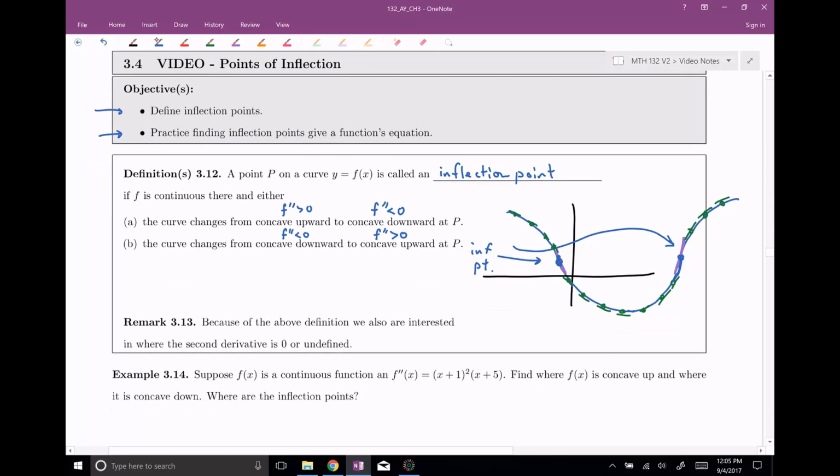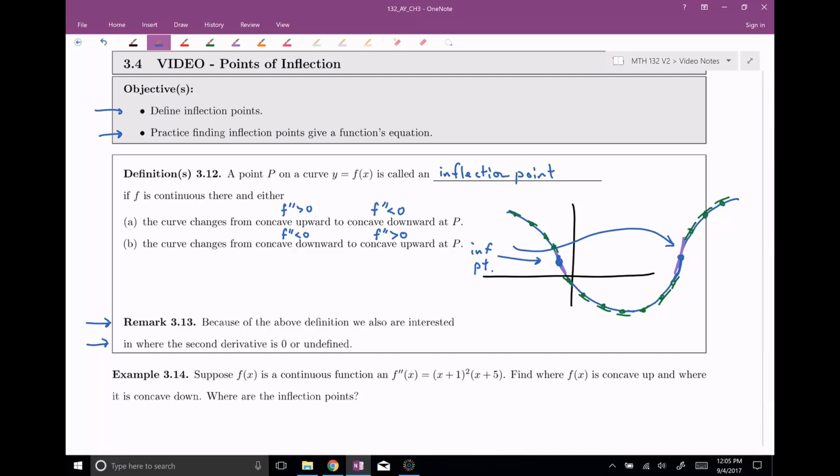Well, just like for the first derivative, where we were really interested in where the first derivative was equal to 0 or undefined, because this is where the increasing or decreasing could change. Now we're interested in where the second derivative is equal to 0 or undefined, because that's going to help us figure out when the second derivative changes or when our concavity changes.